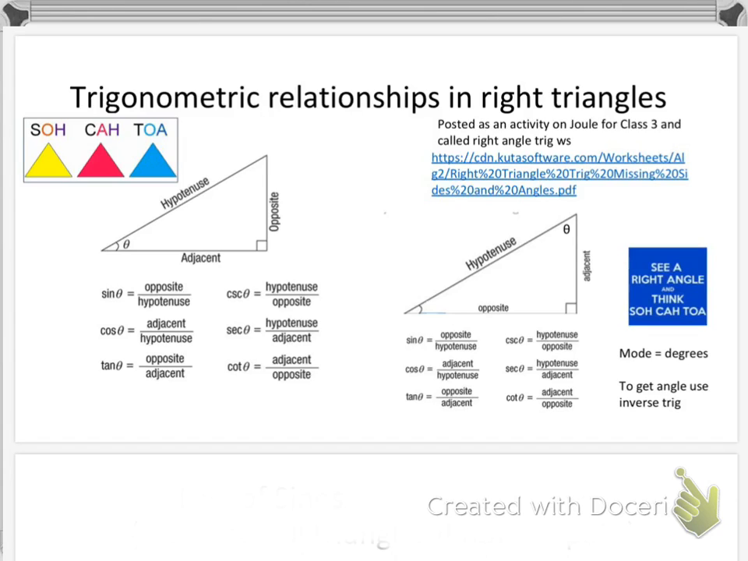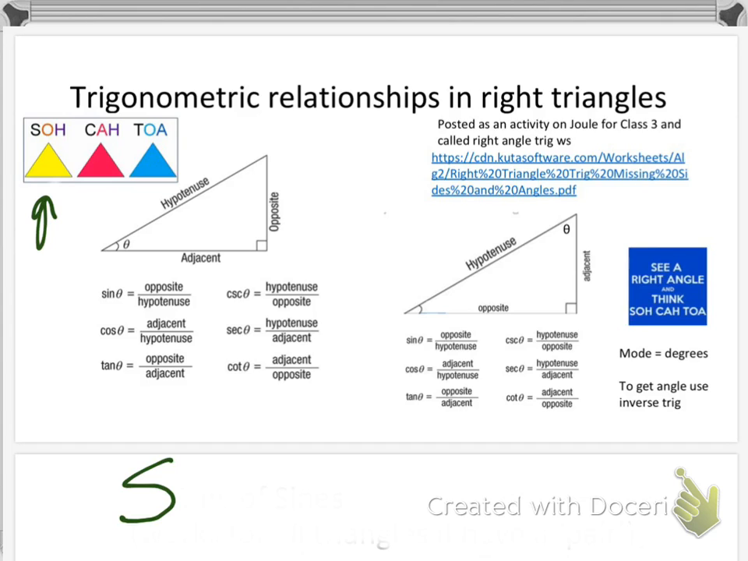So now we're going to talk about how we can solve for all sides and all angles using something called SOHCAHTOA. SOHCAHTOA is how you remember the trigonometric relationships in right triangles. And I prefer to write it like this. Instead of writing it the way it is here, I would tell you to write it like this.